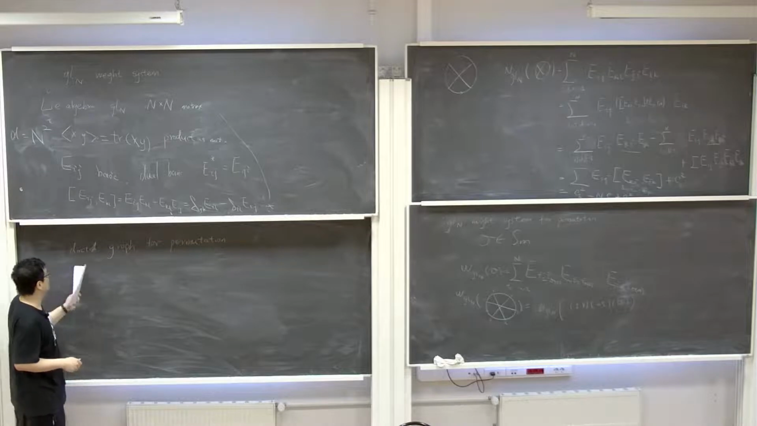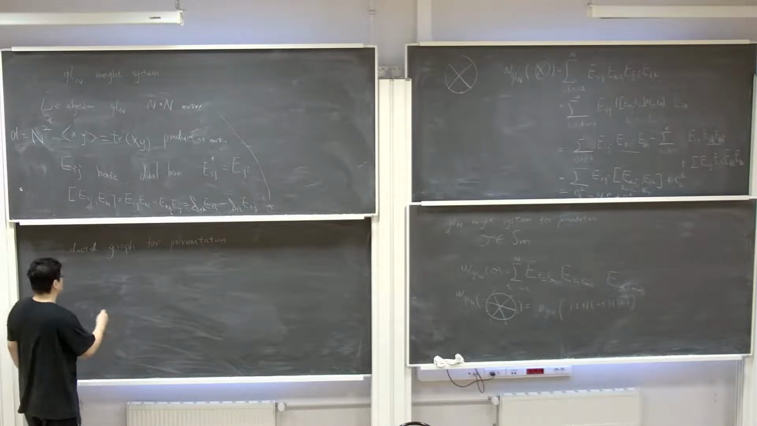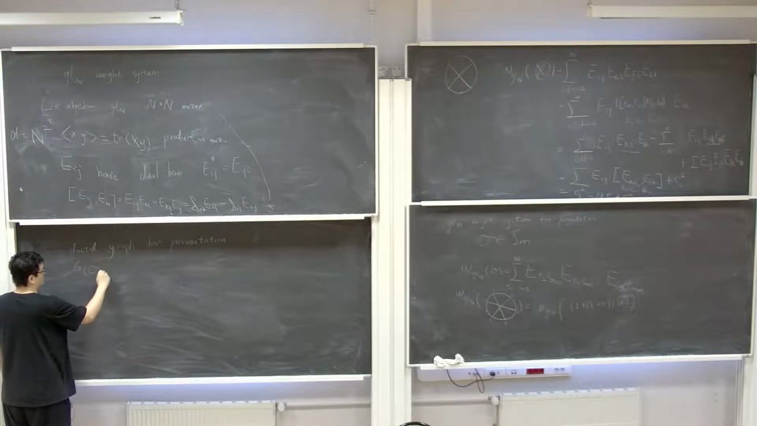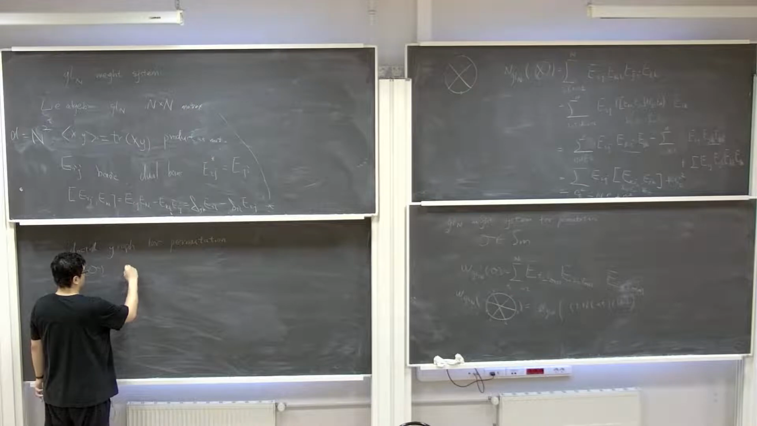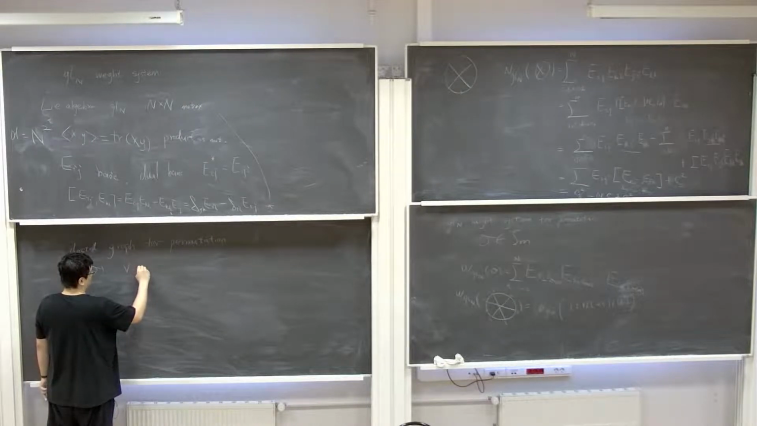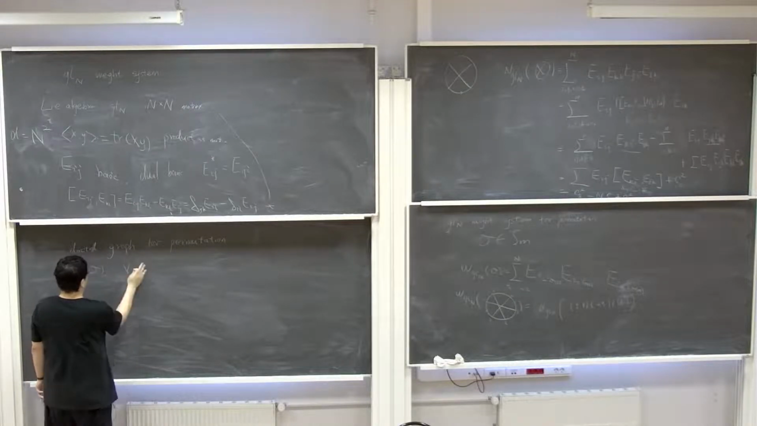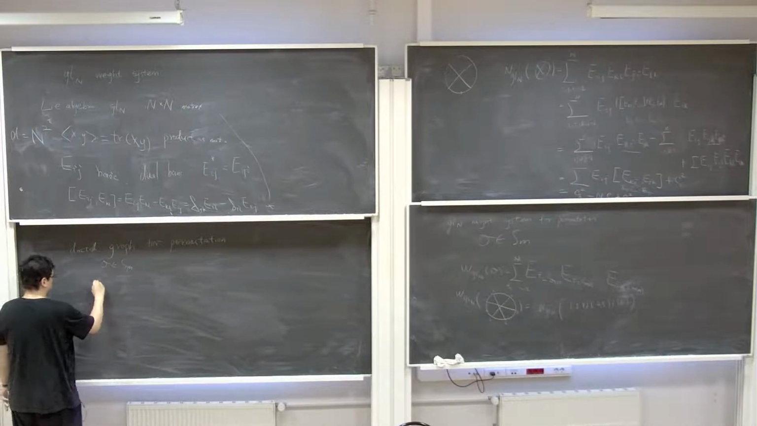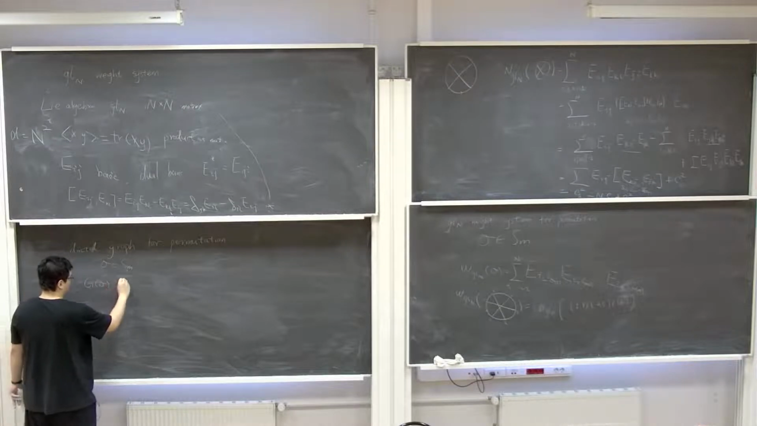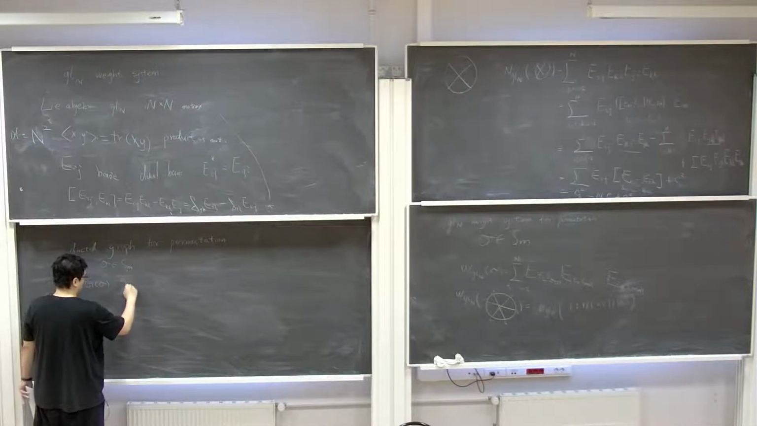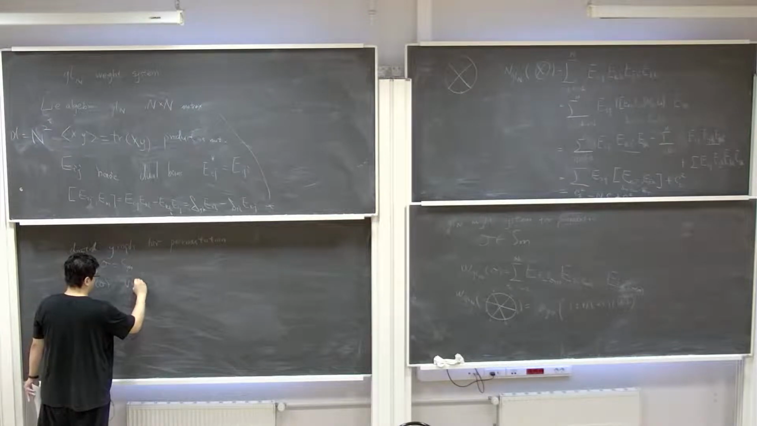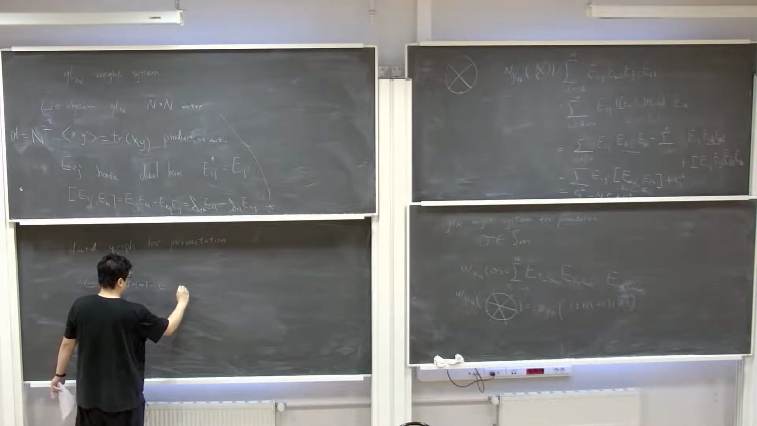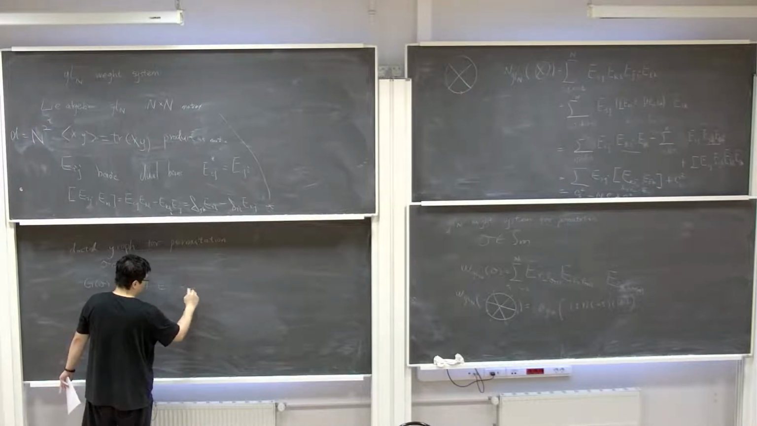So the directed graph for the permutation. We have a permutation sigma, and we write G of sigma for a directed graph whose vertex set is m, and the edges are: I has a directed edge to sigma of I.